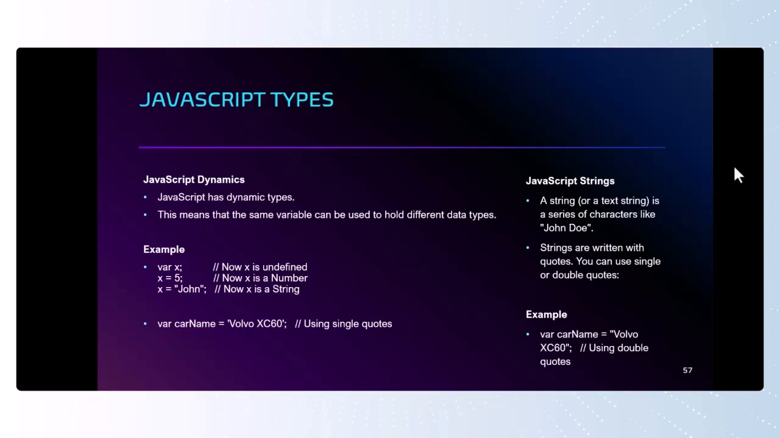A string or a text string is a series of characters. They can be written in quotes. You can use single or double quotes. An example is the name of a car, and that one's using double quotes. And over here, there's one using single quotes. So you can use single or double.